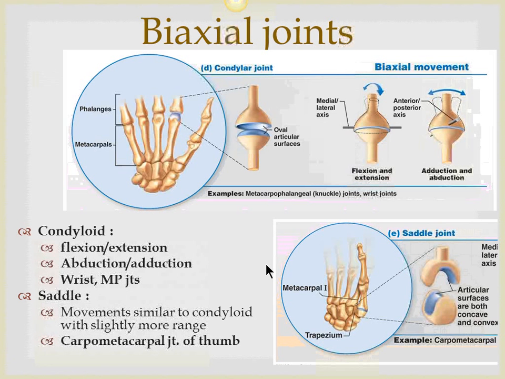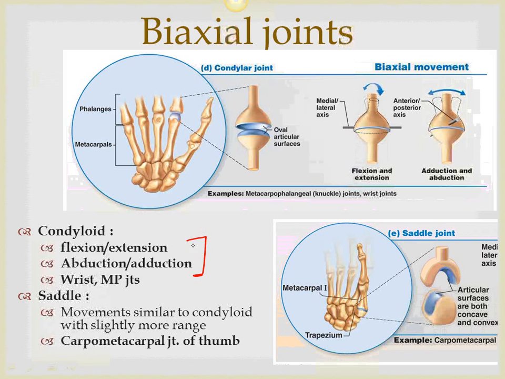So let's look at biaxial joints. Okay, so movement is possible in two axes. It could be any two. It just so happens that in biaxial joints, the kind of movement that you see is just these two combinations of movement. So you see flexion, extension, and you see abduction and adduction. These are the only two kind of combinations.